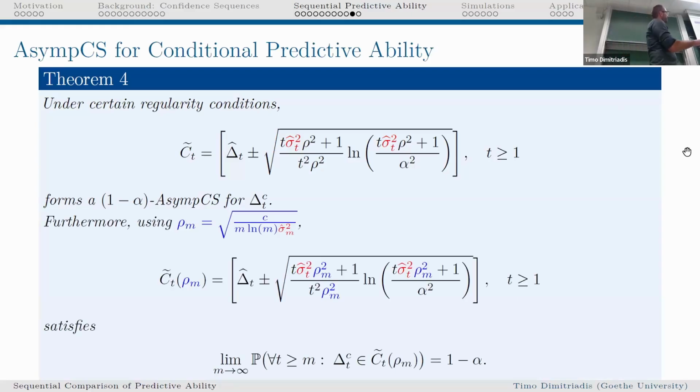Now, this guy is an asymptotic confidence sequence for delta t c. And if we use that rho m, the tuning parameter based on the initial peeking time, which now also contains this variance estimator, then we know that the respective confidence sequence also has that asymptotic coverage. And if you plug in that rho m in there, then this variance estimator would cancel with that one. That's why it looks a bit different. So that's essentially only a reparameterization in terms of that rho m. So this is non-essential. It looks different in the beginning, but it's not. Okay, but you can also do it, at least for one-step-ahead forecasts, for conditional predictability.